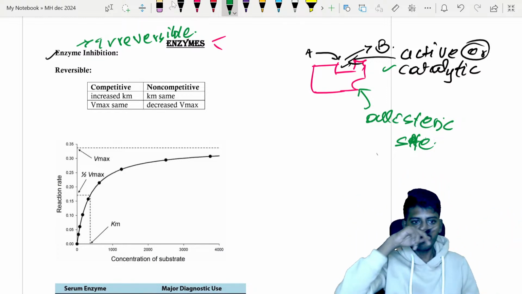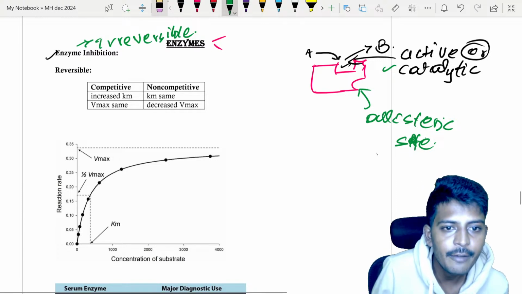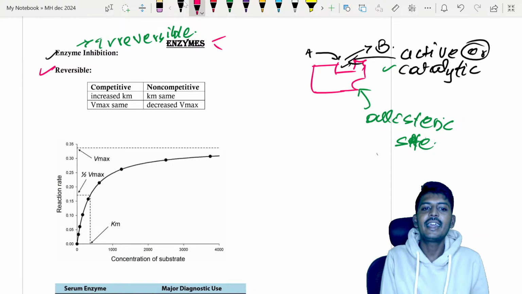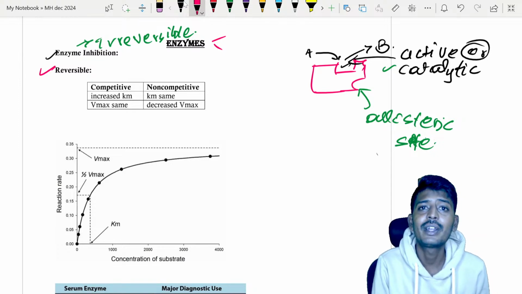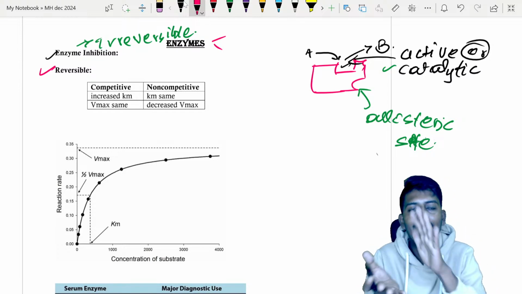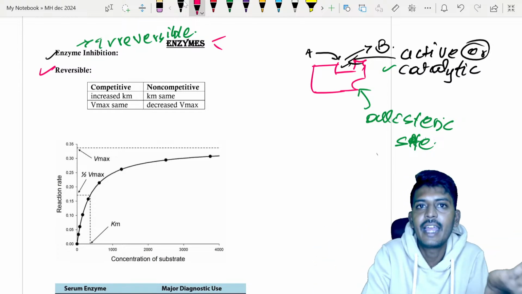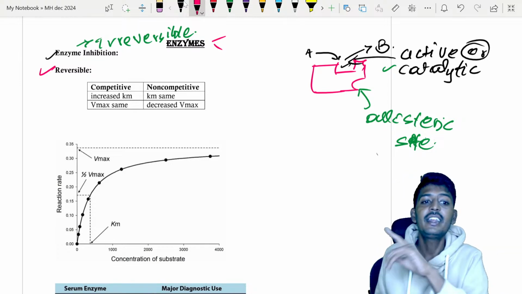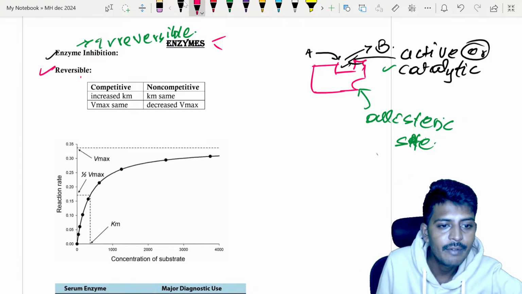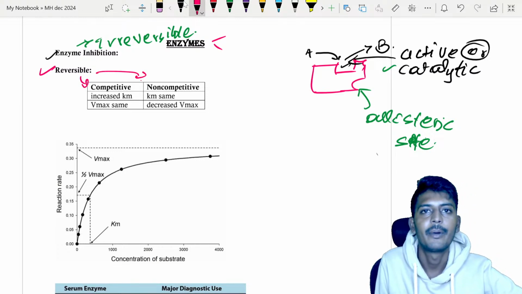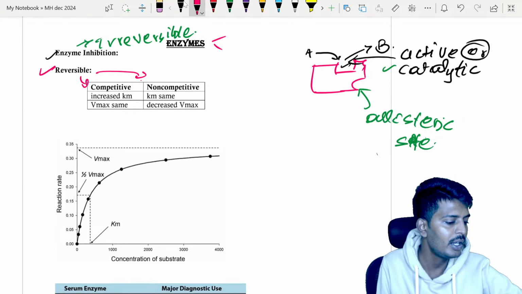Reversible is a different thing. In reversible inhibition, the inhibitor will come and work for a few hours, the activity is gone, and then the enzyme can get reactivated. So reactivation is seen in reversible inhibition. In reversible, we have two types: one is competitive inhibition, and one more is non-competitive.